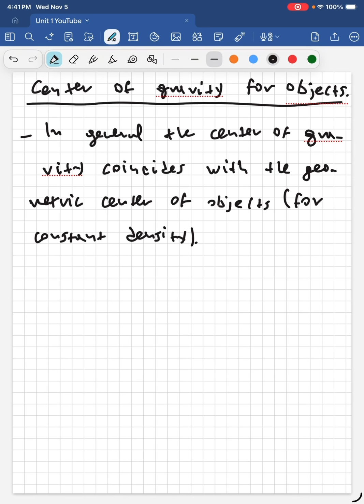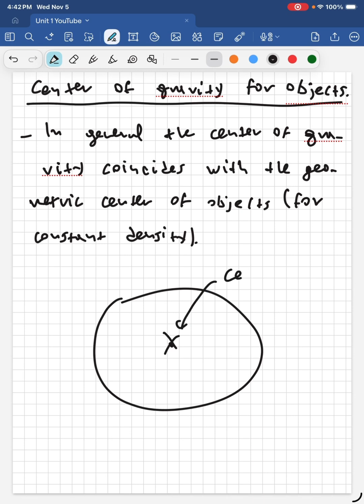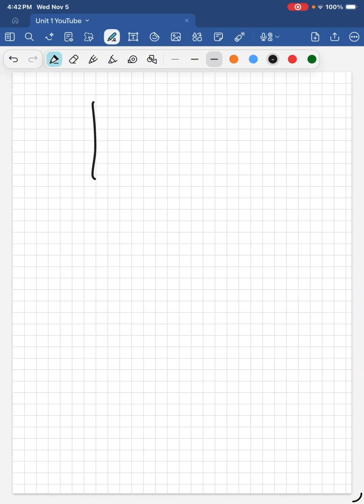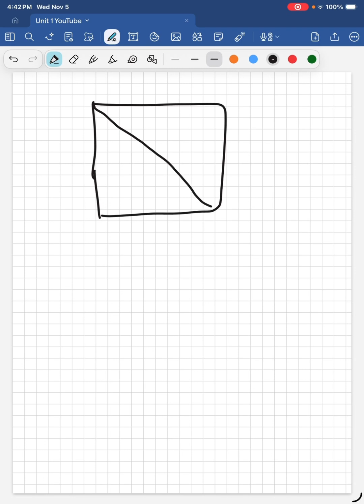Because there are objects that don't have a constant density throughout, okay? So the center of gravity will be different. But for AS-level physics, 99.99999% of the cases, the center of gravity will coincide with the geometric center. What is the geometric center? For example, if I have a circle, the center of gravity is the center of the circle, which is the geometric center, right? If I am dealing with a square, okay, then I draw the two diagonals. That's the geometric center, and it's also the center of gravity.